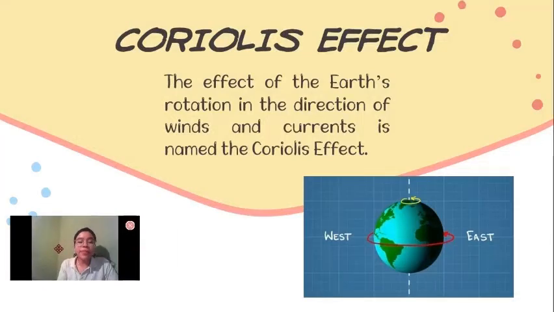Then we meet the Coriolis effect. The Coriolis effect is the effect of the Earth's rotation on the direction of winds and the currents, and it is named the Coriolis effect. So this rotation of the Earth goes from west to east. So this Coriolis effect is going to affect the direction of the winds, and this direction of the winds is going to affect the movement of the currents.